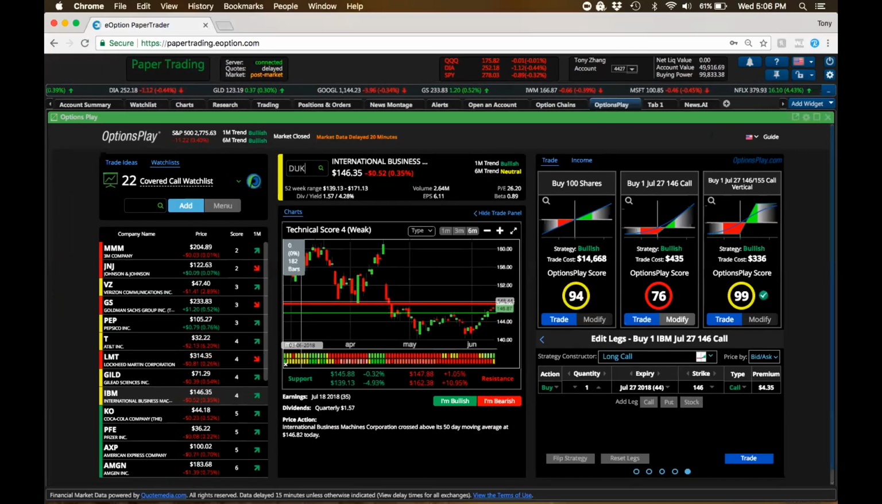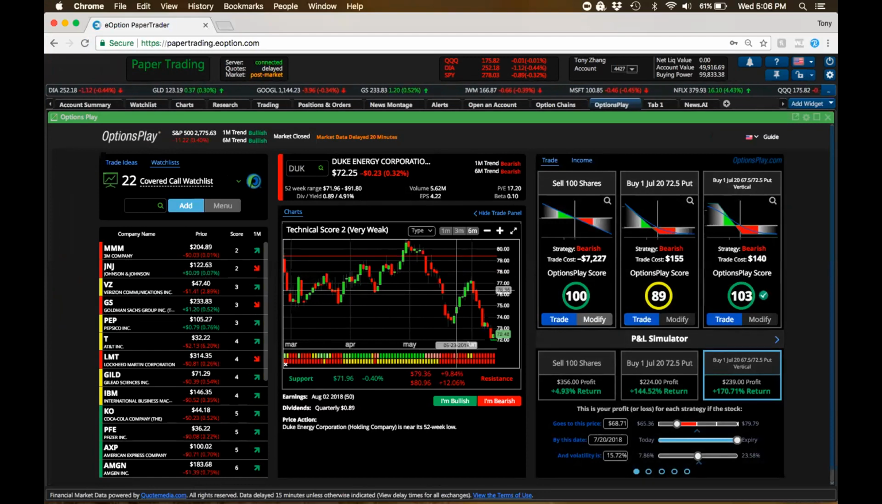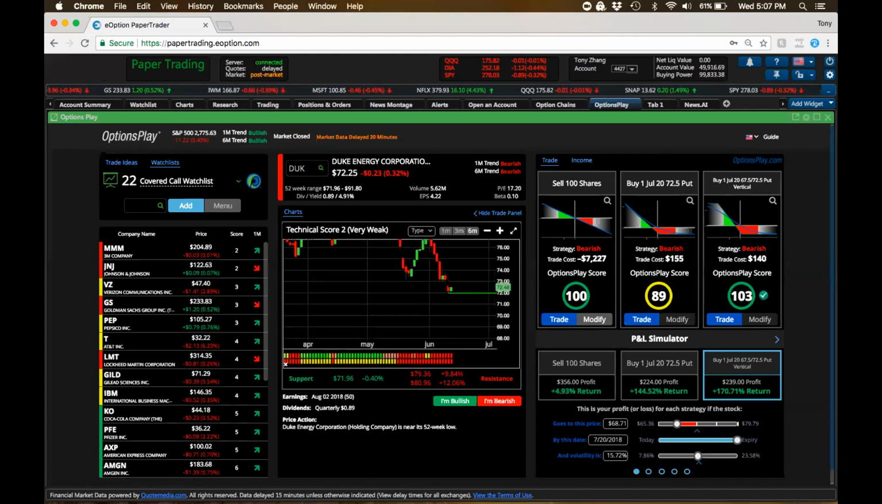Let's do the Duke Energy example that I had here, right? So Duke Energy, it's a very weak stock, just made a new 52-week low today, I believe, or yesterday. So my analysis is that I think this thing's going to continue going lower. I think 73, which is the prior 52-week low, is kind of a new resistance level. So basically my plan here is I think it's going to move down to about 70 or 69.